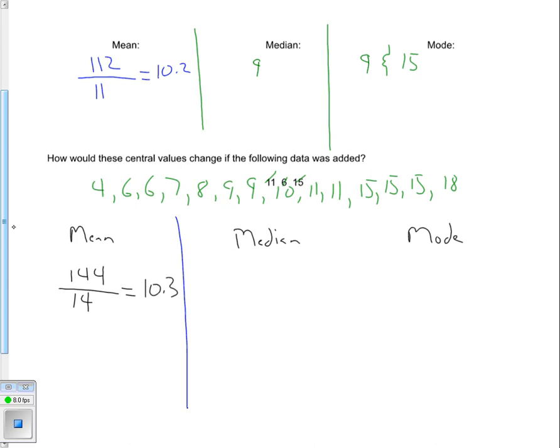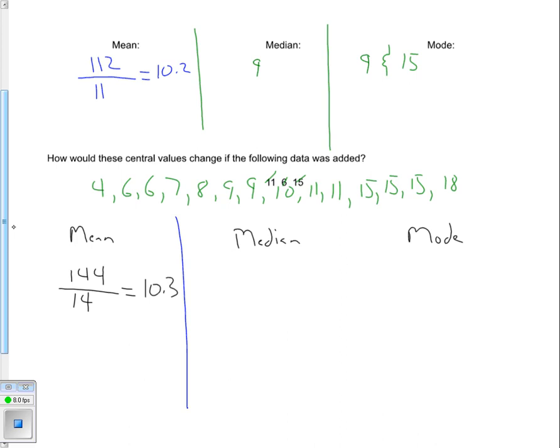Okay, and so in the original data set, we had an odd number. We had 11. Okay, so the median was the sixth number. It was right in the middle. There's 5 on the left, 5 on the right. Now we have an even number. Okay, the median now is going to be the average of the middle two numbers. So there's 14. So the median is going to be between 7 and 8.